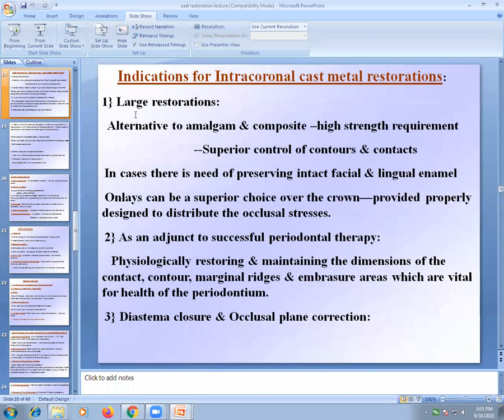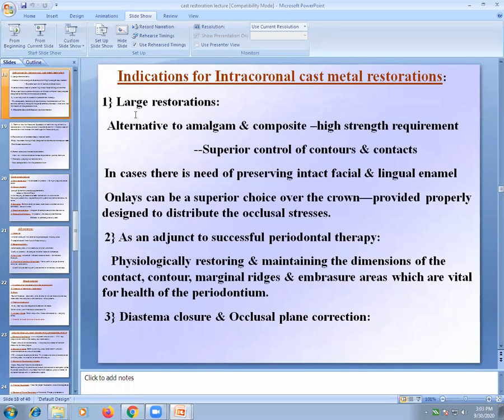We want superior control on the contacts and contours. Like in periodontal cases where we need a proper contact and contour, we cannot build up with the help of amalgam or composite. There may be a gap due to matrix band placement, wedge placement. So in those cases, we have to go for intracoronal cast metal restorations.